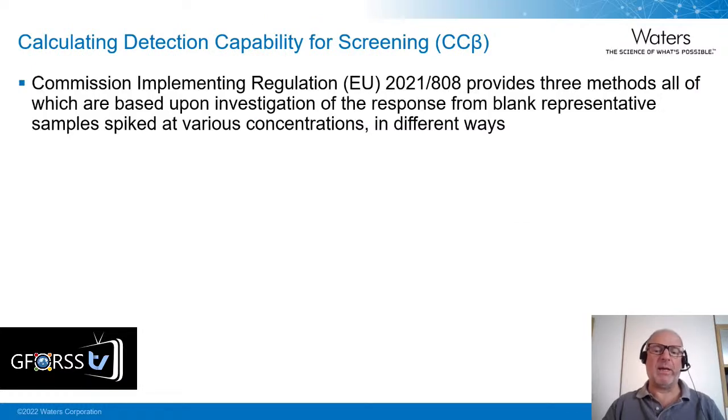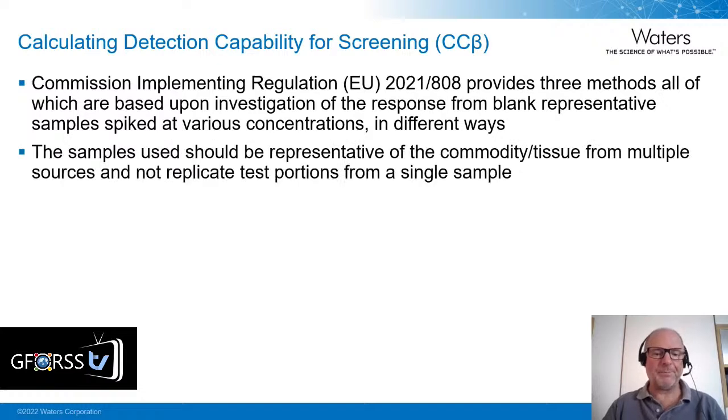Commission Implementing Regulation 2021/808 provides three methods for the calculation of detection capability for screening, CC-beta. All of these methods are based upon the evaluation of the response from blank representative samples spiked at various concentrations. The methods vary in the way that the spiking is carried out and the way that the data is interpreted.